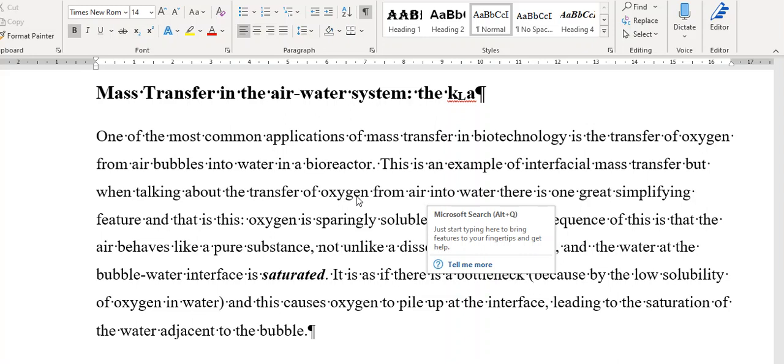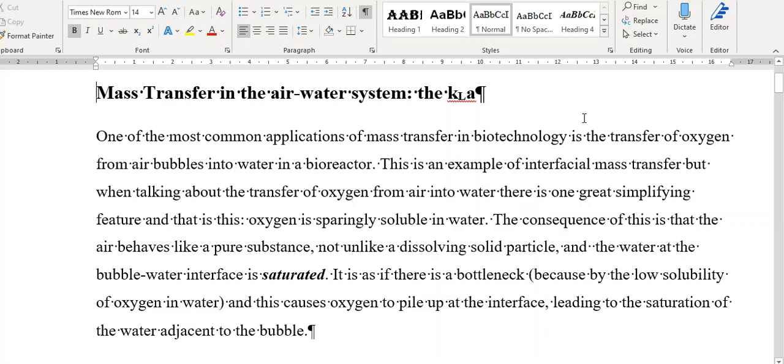Water has a low capacity for dissolving oxygen. And if you work through the general theory, that lack of solubility means that the transfer of oxygen from air into water is exactly the same as the mass transfer of a solute from a solid particle into water. Suppose you had the experiment you did in B272, where you had a little sweet dissolving, and you described the rate of dissolution of the particle as a mass transfer coefficient times the difference between the saturation concentration of the solute in the water minus the bulk concentration of solute in the water.